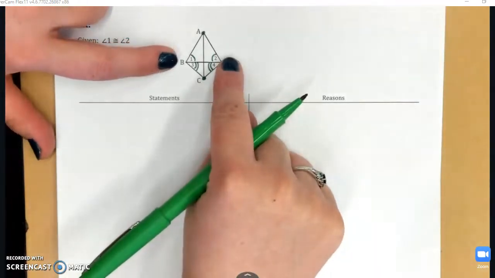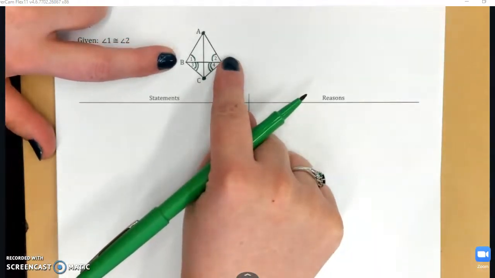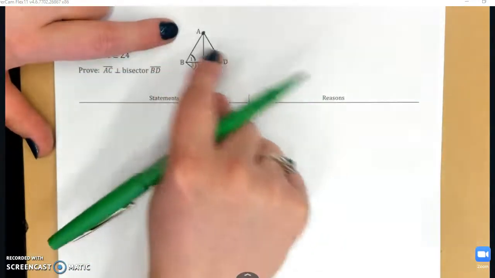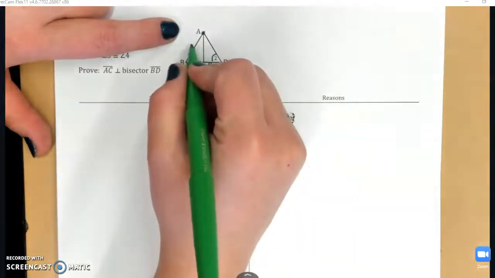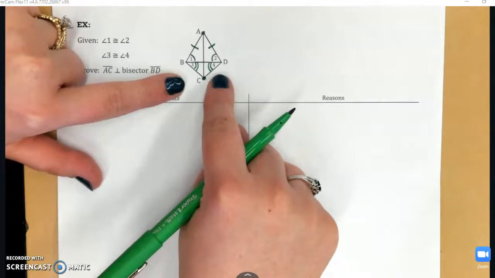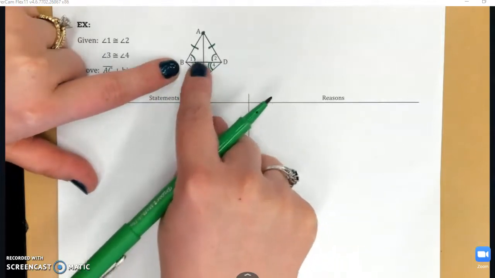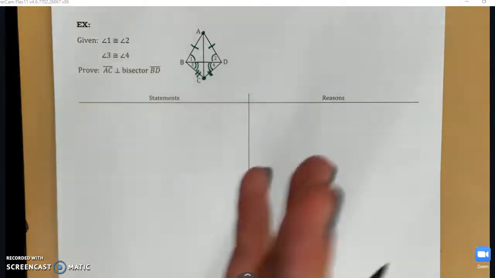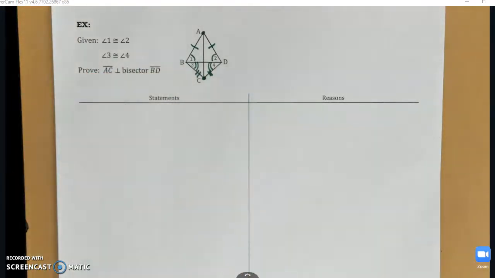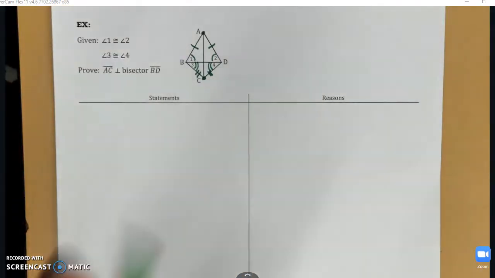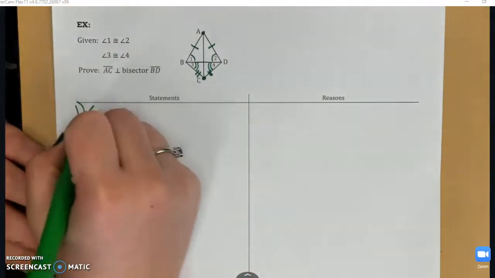Well, if angle 1 is congruent to angle 2, then that means the base angles of triangle ABD are congruent, so the sides opposite them would be congruent. So AB is congruent to AD. And then similarly with this bottom triangle, if the base angles are congruent, then the sides opposite them are congruent. So that's going to be the basis of my proof. I'm going to show that A and C are equidistant from the endpoints, and therefore they make the perpendicular bisector. So let's start, of course, with our givens.